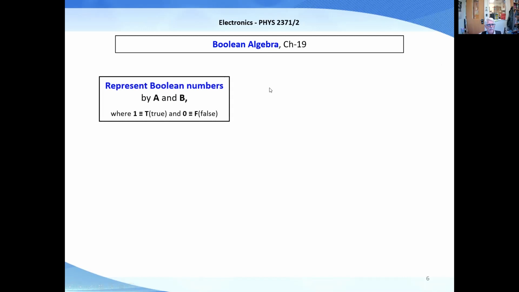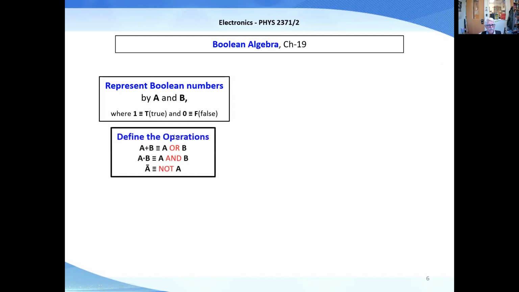Okay, so now that we have a numbering system that we're going to use in computers, how do we use it? So how do we do the algebra, Boolean algebra? So you represent Boolean numbers, say A and B. A can be a 1 or a 0, B can be a 1 or a 0, and you define operations. Just like you would in math, you have addition, multiplication. The addition sign means or, and the multiplication sign means and.